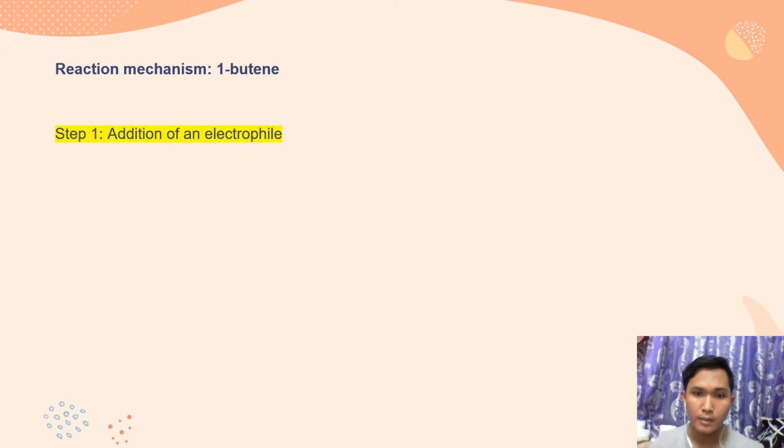So next is the reaction mechanism for 1-butene. As we know, the double bond of an alkene is a nucleophilic site that will attract electrophiles. When the electrophile is added to the alkene, an electrophilic addition will occur. This addition involves 2 steps: the first is addition of an electrophile, and the second step is formation of a product from the carbocation.